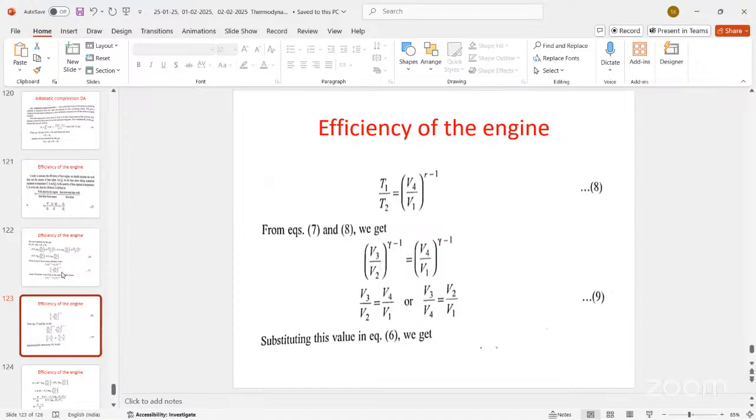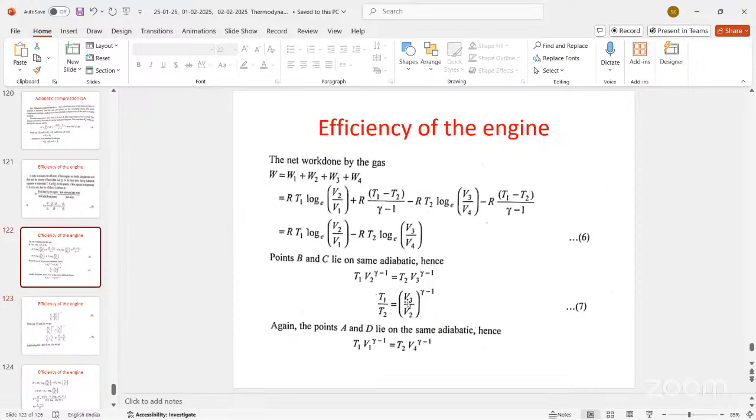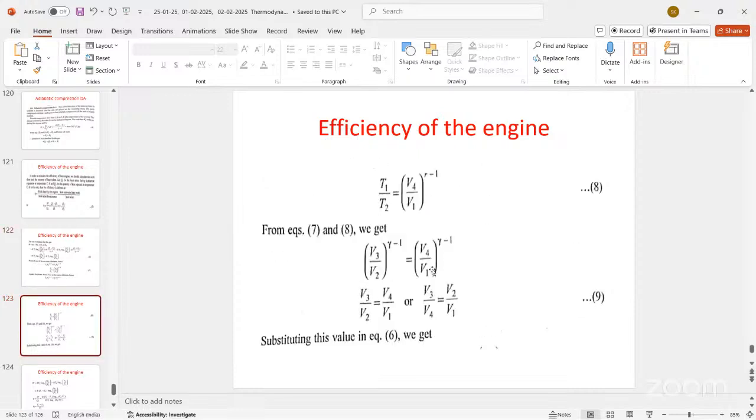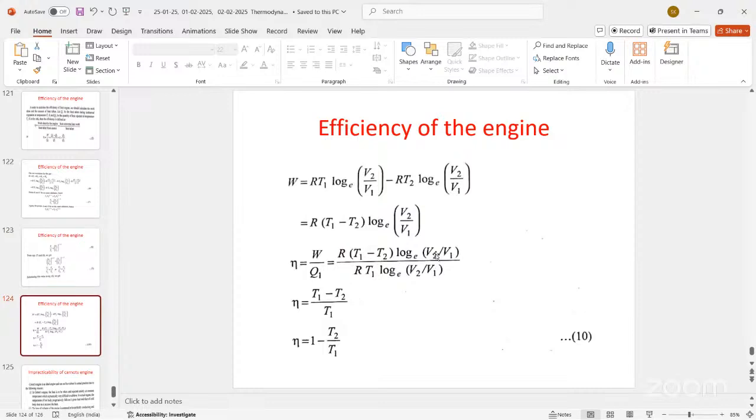Now above, this is the 7th equation. So from 7 and 8 we get this equation. Finally V3 by V2 is equal to V4 by V1, or V3 by V4 is equal to V2 by V1. So this ninth equation, we substitute in the sixth equation, and we get W is equal to RT1 log of V2 by V1, minus RT2 log of V2 by V1.